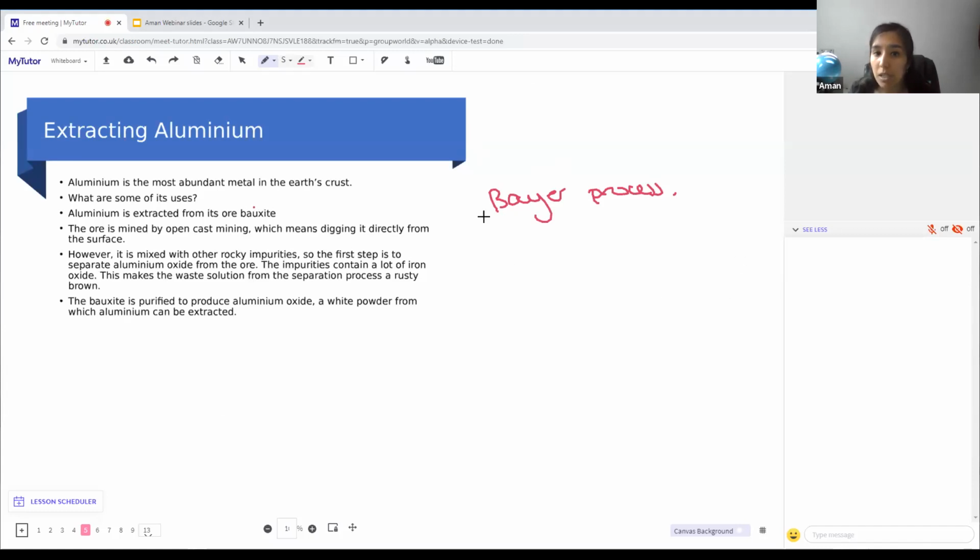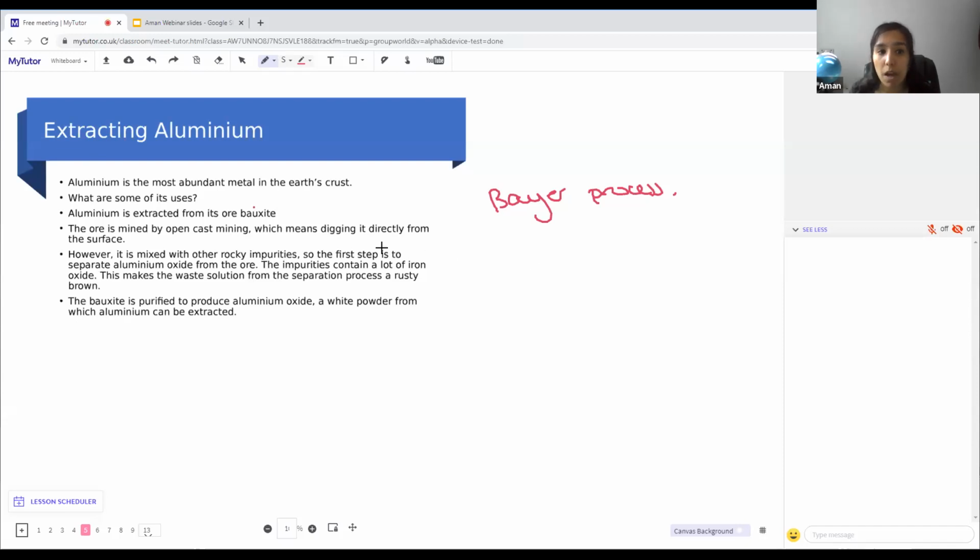When we dissolve it in sodium hydroxide, most of the oxides, so the aluminium oxide in that ore, will dissolve, but the iron oxides will not dissolve. What that means is they will be left as a solid and we can filter them off. So we can do filtration to remove those impurities, and we'll be left with aluminium oxide, which is what we want.